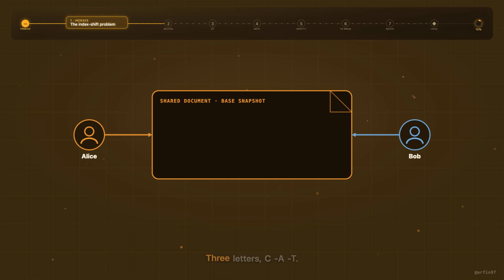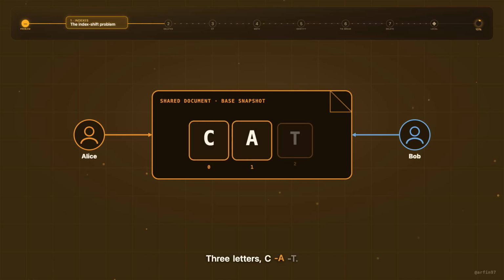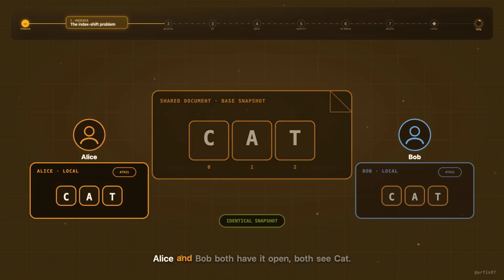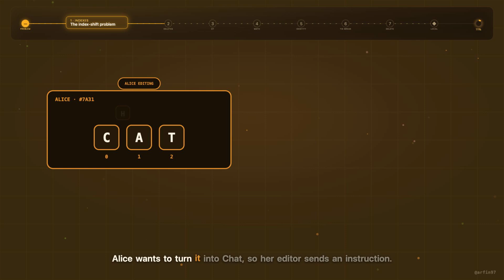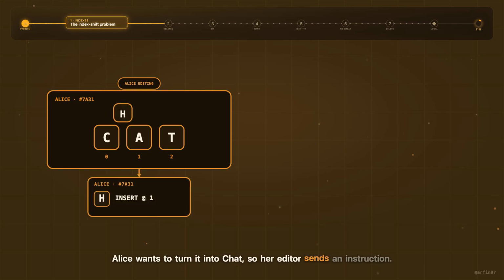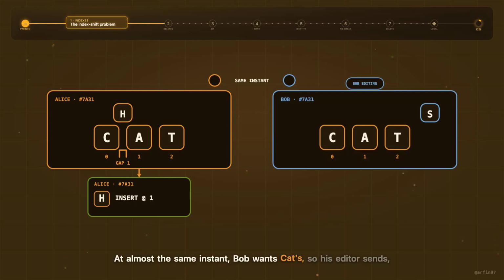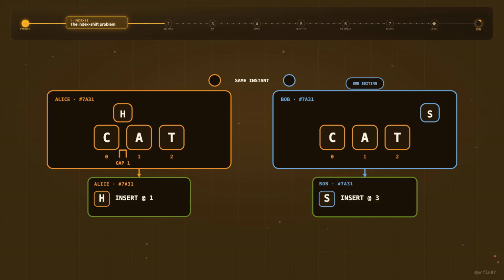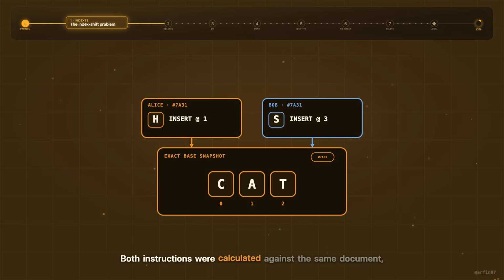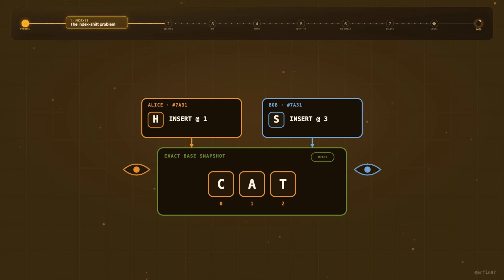possible shared document. 3 letters, C-A-T. Alice and Bob both have it open. Both see cat. Alice wants to turn it into chat, so her editor sends an instruction. Insert H at position 1. At almost the same instant, Bob wants cats, so his editor sends insert S at position 3. Both instructions were calculated against the same document, the cat they were both looking at when they typed.